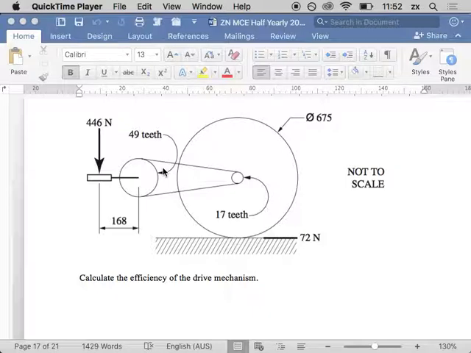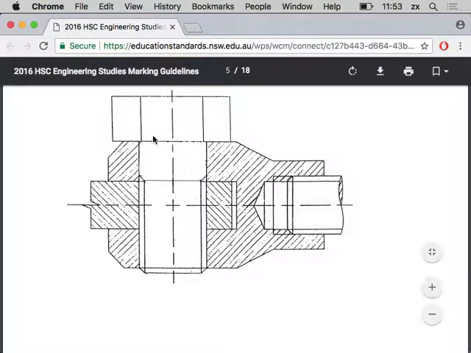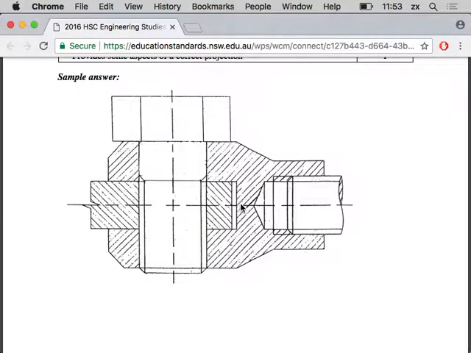So the next question is a past HSC question as well. And for the sake of the answers, I'm just going to show you the HSC answer. I think that is probably the easiest way, especially in the case of this. So I have that open here. So what I was looking for when I was giving marks.